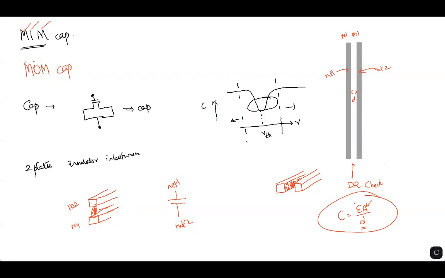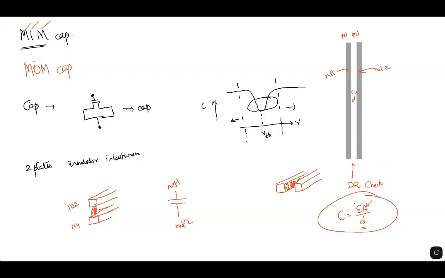So you have to be aware that both are valid capacitances and both are used in a lot of places, a lot of technologies. MIM is a lot more common. MOM is also not uncommon. They are used typically.